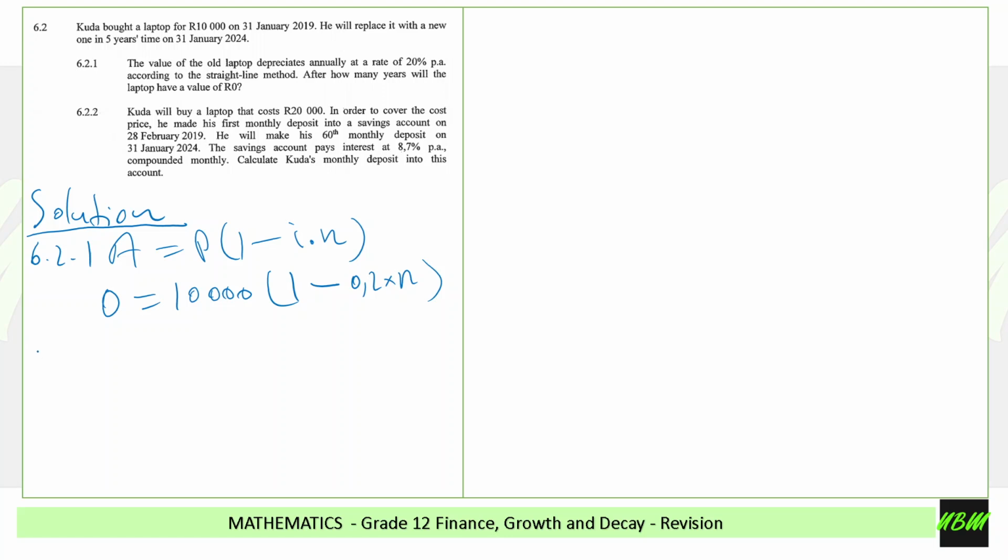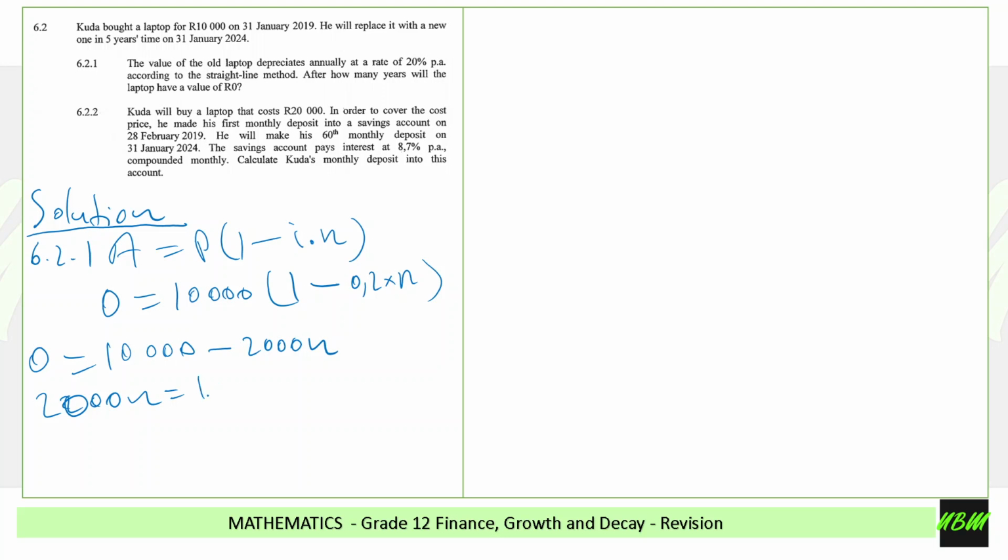N, that is what we have to calculate. So let's solve for n. 0 equals 10,000 multiplied by (1 minus 0.2n), so 10,000 minus 0.2n times 10,000, which will be minus 2,000n, and then from there we are going to solve for n.